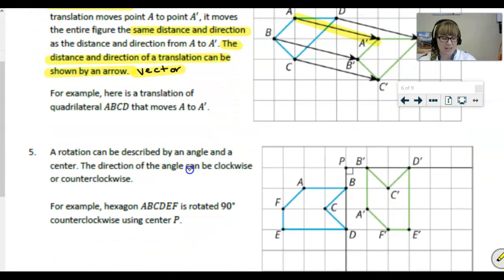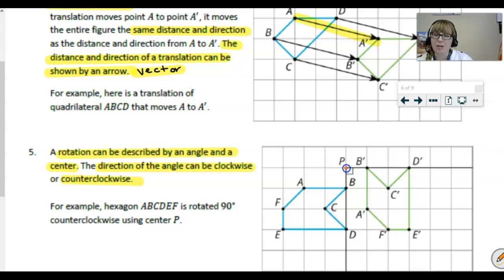A rotation can be described. This is so important. A rotation is described by an angle and a center. So when we were describing rotations, we needed to figure out the center and we needed to figure out the angle. We also need to make sure we're saying the direction of the angle. It can be clockwise or counterclockwise. We can see this example here. Here's some fun facts here.